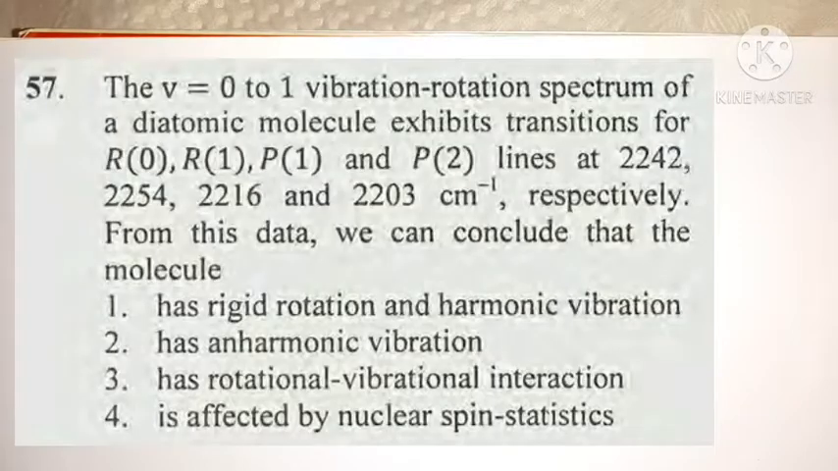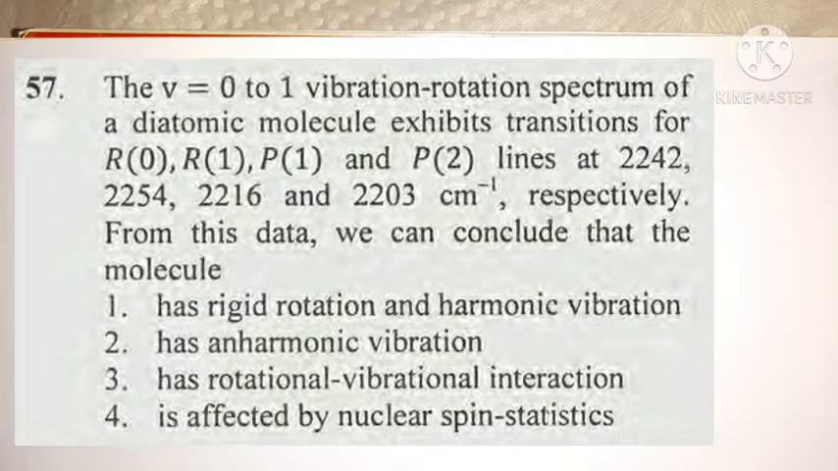Now we move towards our next question, and see, it says the V equals 0 to 1 vibration rotation spectrum of a diatomic molecule exhibits transitions for R0, R1, P1 and P2 lines at 2242, 2254, 2216 and 2203 cm inverse respectively. For this data, we can conclude that the molecule, and we have 4 options: has rigid rotation and harmonic vibration, has anharmonic vibration, has rotational vibrational interaction, or is affected by nuclear spin statistics.